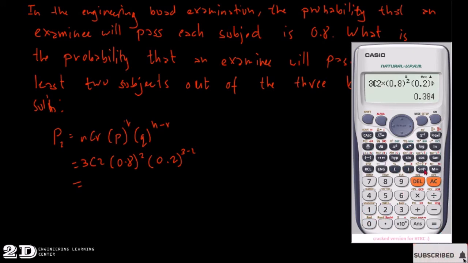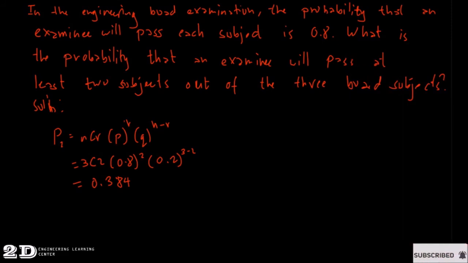So we have 0.384. Let's just check first. Sorry for that, it is 0.384. So that is the probability of passing exactly 2 subjects.